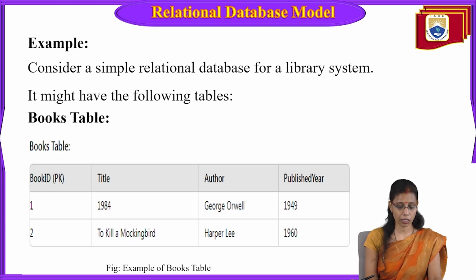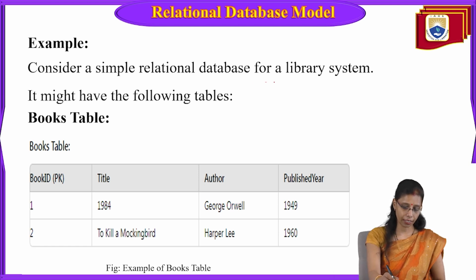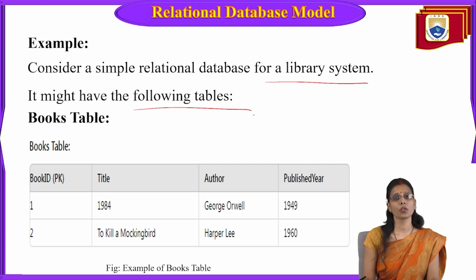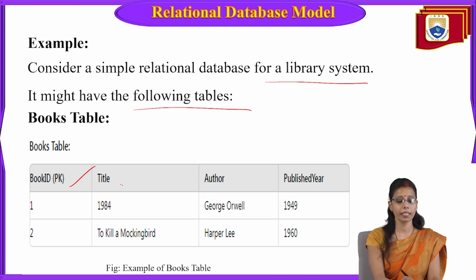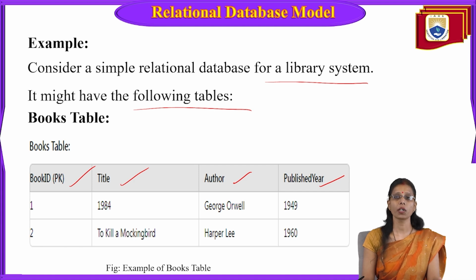Now, if you see, we have some examples here. Consider a simple relational database for a library system. It might have the following tables. For example, the book table. It will show you book ID, title, author, and publisher year. It shows the serial number, which book it is, what the title is, who the author is, and which year it was published, and it will mention the publishing year also in the book table.